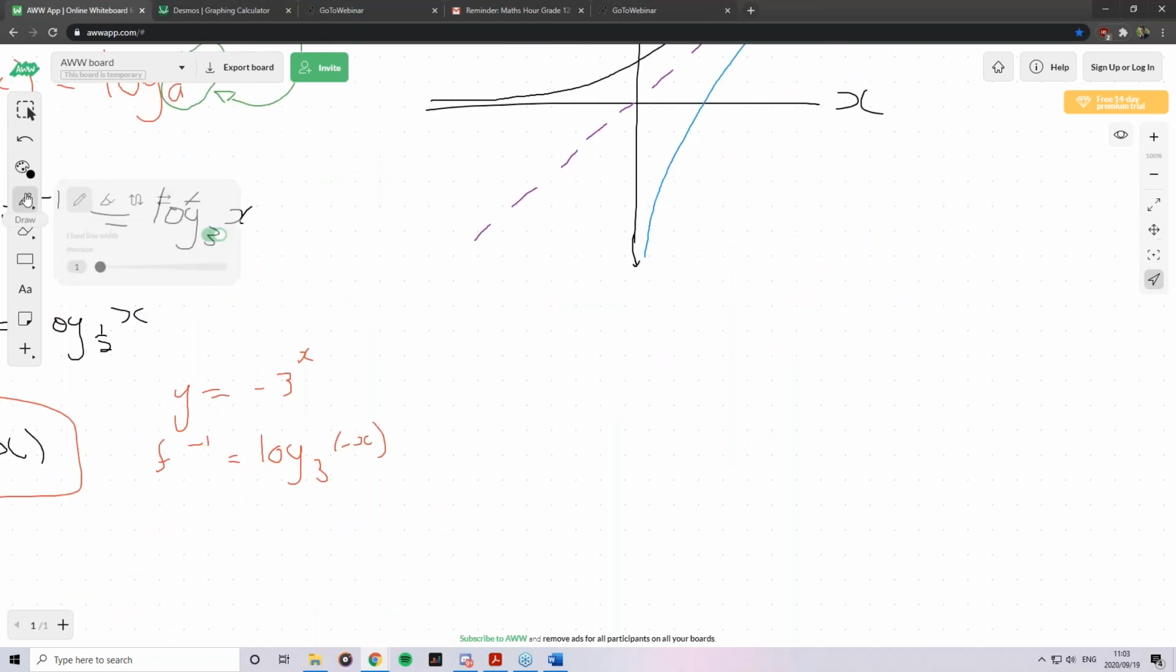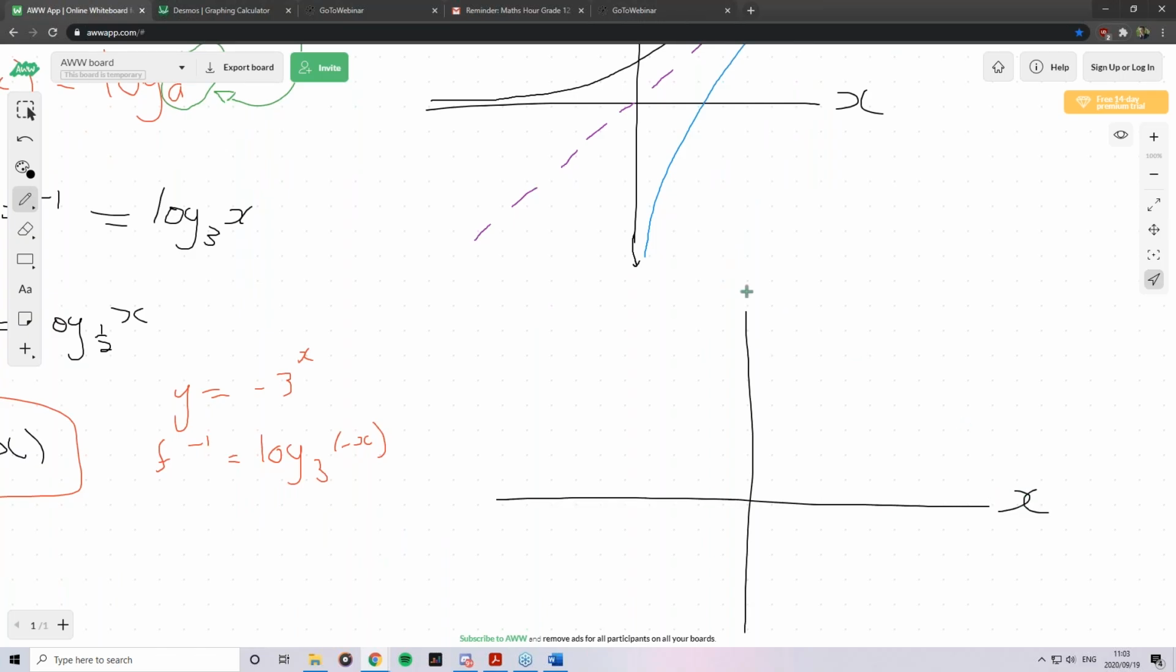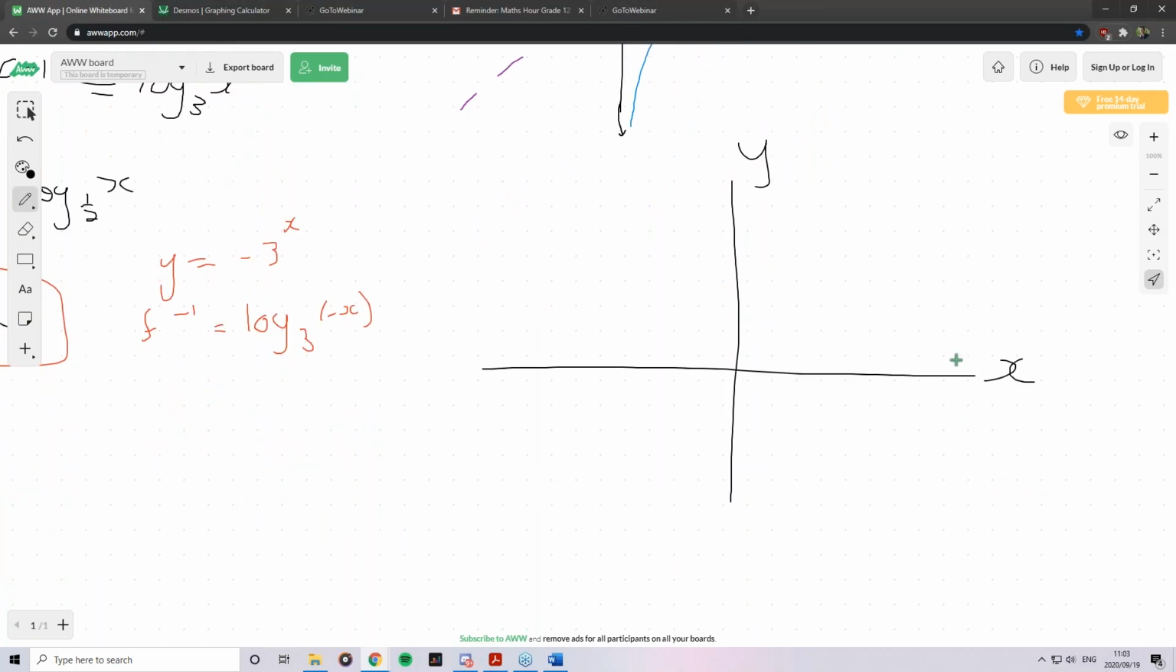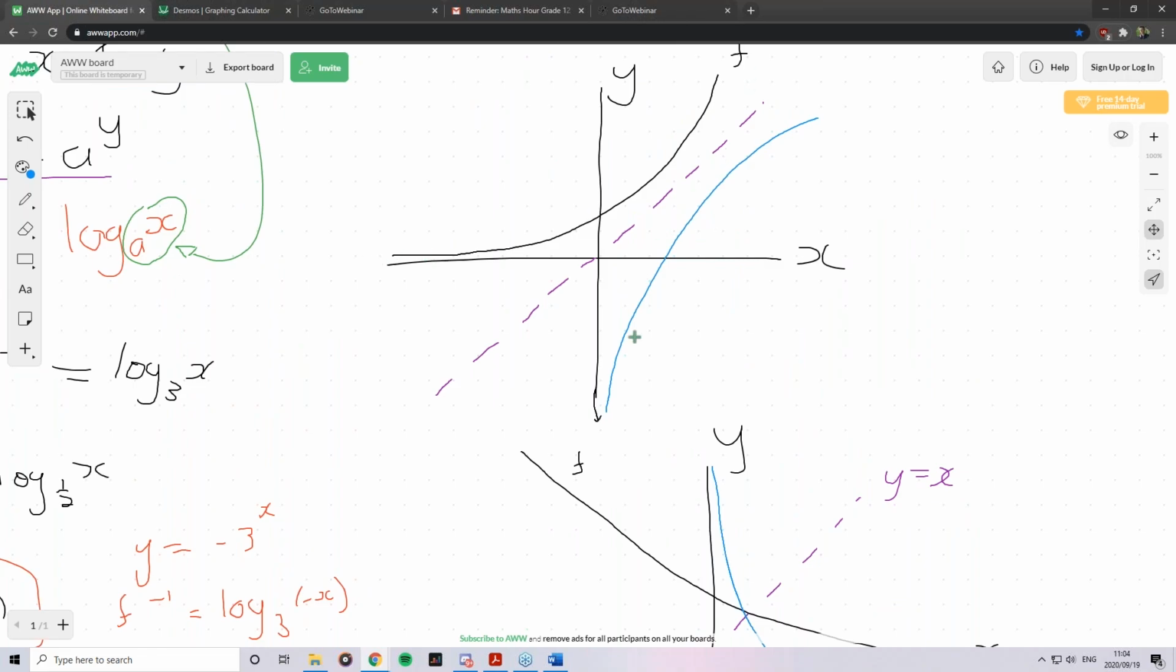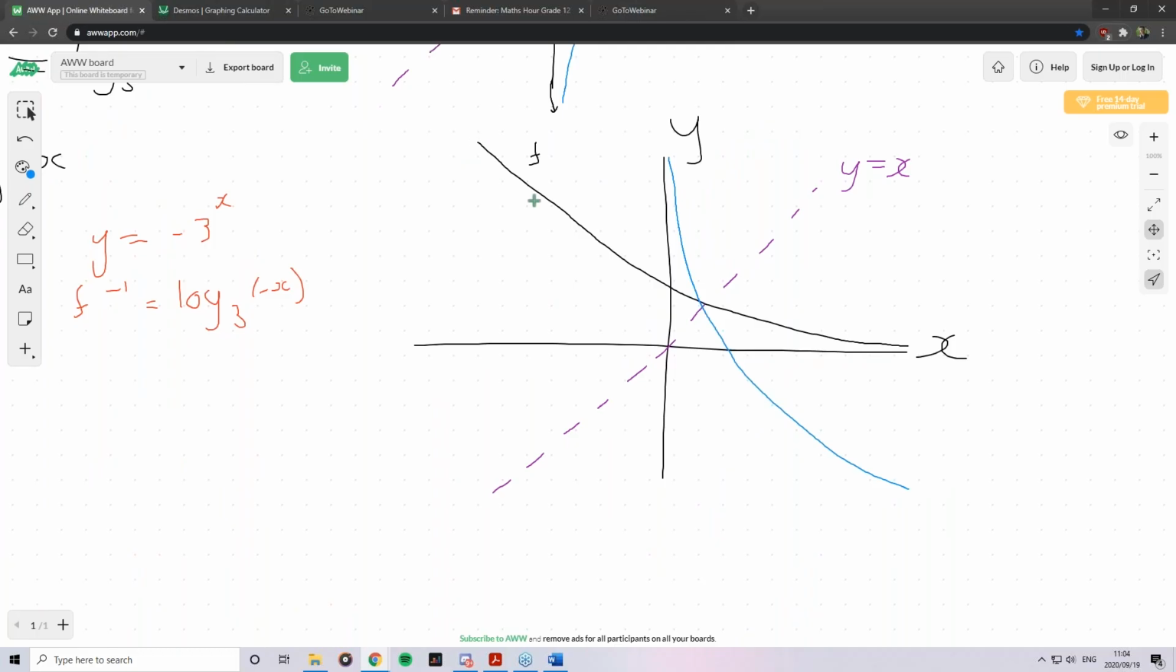Another shape it can take is something like this, an exponential where a is less than 1. So this is f. I draw my line, just for consistency, y equals x. And what will the reflection of this look like? It'll look something like this. So that's just two you can remember. If the exponential looks like this, the inverse will look like this, and if the exponential graph looks like this, then the inverse looks like this.